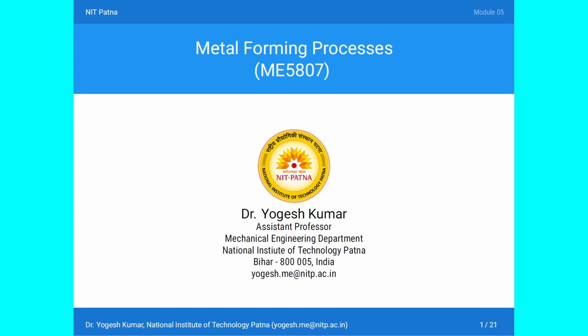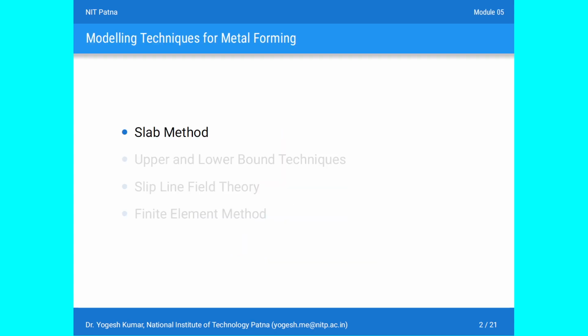Morning, students. We are going to start module 5 as I have told, and in module 4 we have covered sheet metal forming processes, and in module 5 basically we are going to cover mathematical modeling of metal forming processes. So when we say mathematical modeling of metal forming processes, it is going to cover both bulk metal forming processes as well as sheet forming processes.